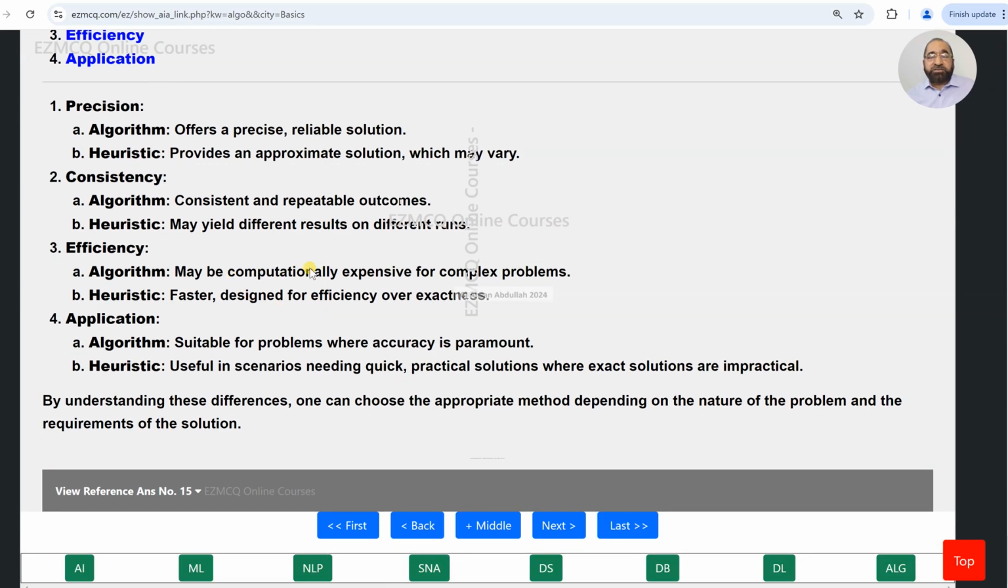Efficiency: algorithms may be computationally expensive. They may require more space, but heuristics are fast, they are quick, and they give bad results also. Algorithms are suitable for problems where accuracy is paramount, and heuristics for problems where exact solutions are impractical. So real life is not perfect, algorithms are perfect. So maybe for certain real life problems, you are better off having heuristics, but that is not a scientific approach. And with this, we conclude this subtopic.